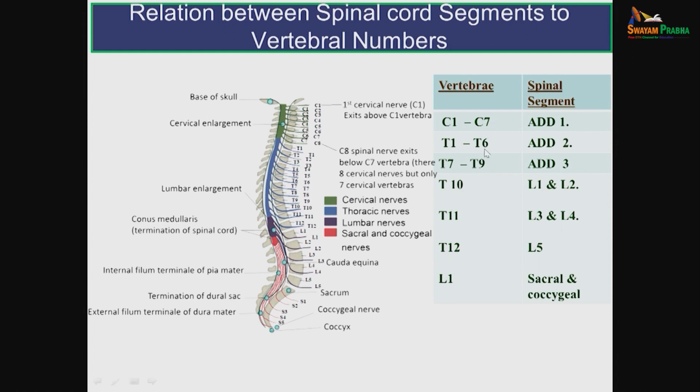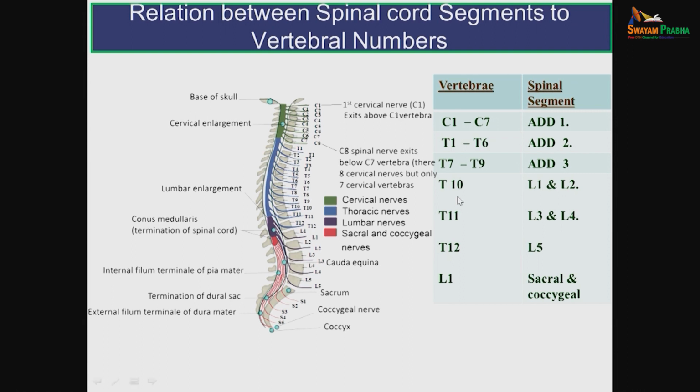In T1 to T6 vertebrae, you have to add 2. For T7 to T9 vertebrae, add 3. That is, the T9 vertebra, when you add 3, will correspond to the T12 spinal segment. There comes the importance of the spinal segment.